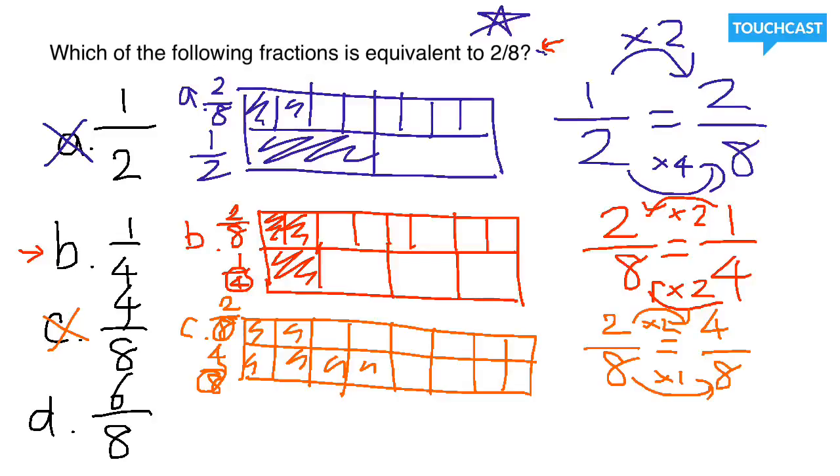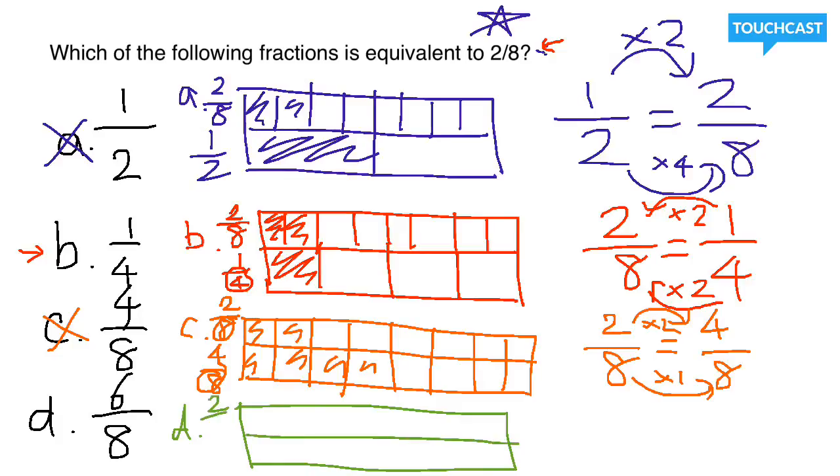Alright, green. D. Oh my gosh, so ugly. Okay, 2 over 8 and 6 over 8. The denominators are the same. Cut it in half, follow that half. Cut it in fourths, follow that fourth. Cut it in eighths, follow that eighth.